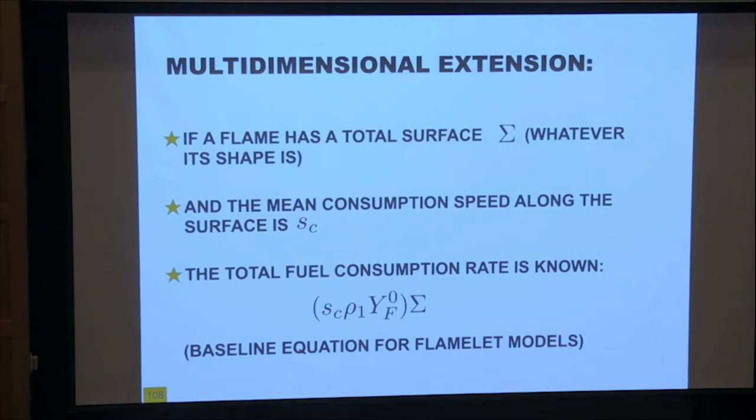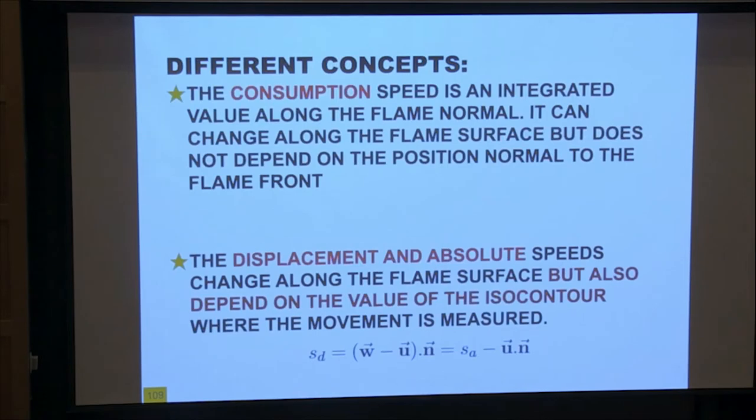There is an extension that we will use for turbulent flames. If you have not a planar flame, but a wrinkled flame which has a total surface sigma, whatever the shape is, and you know the consumption speed SC along the surface, then the total reaction rate will be SC rho 1 YF0 multiplied by sigma. That's something we will use everywhere for the flamelet models. For turbulent flames, sigma will increase because of turbulence, but if we believe in flamelet models, we still know that every square meter of flame will burn this flux of fuel.